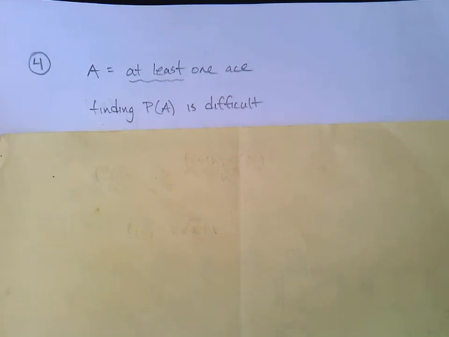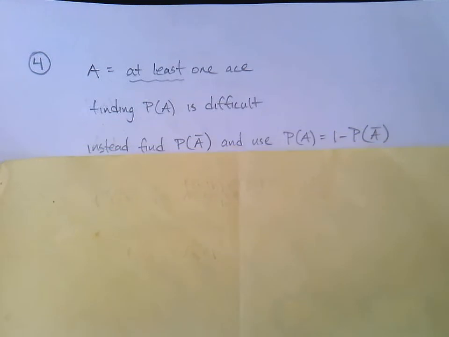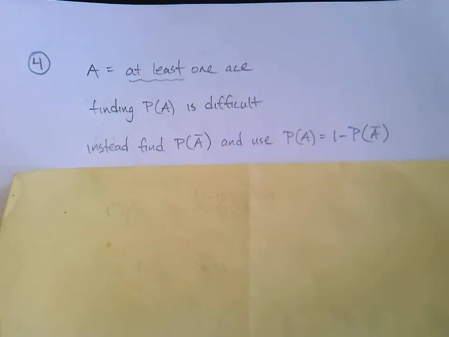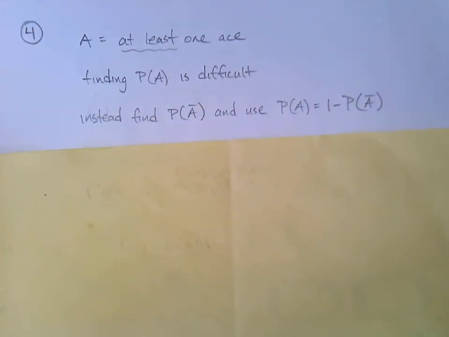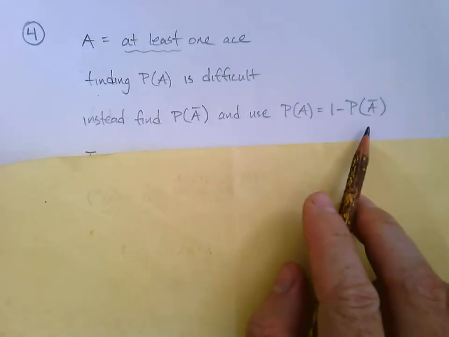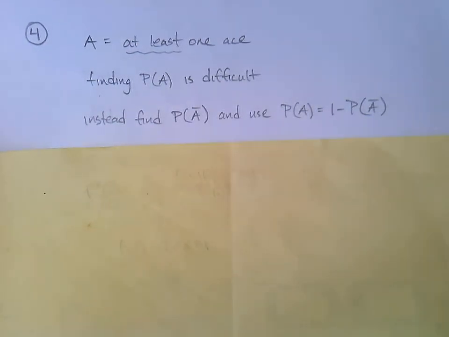So instead, we're going to make our work a lot faster if we think about a complement. Instead, we're going to find the probability of a complement and use our formula. Okay. So, if A is at least 1 ace, how could we describe a complement? What's the opposite of at least 1?